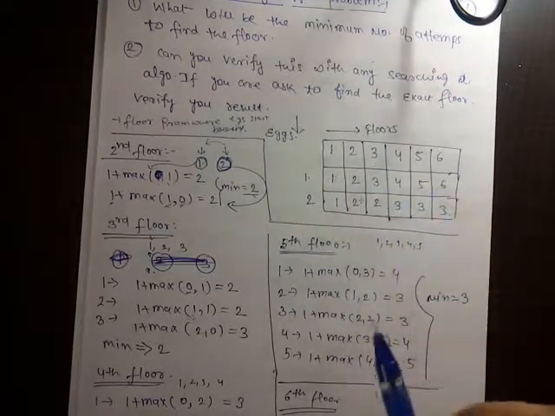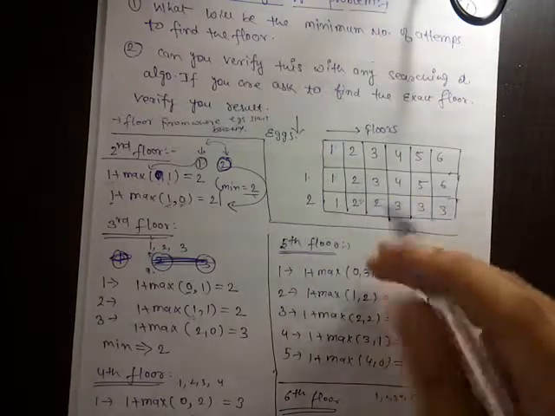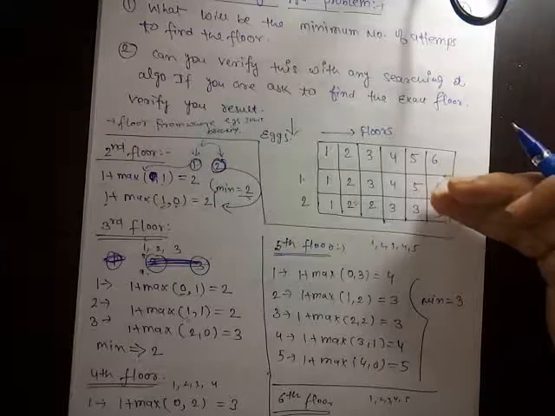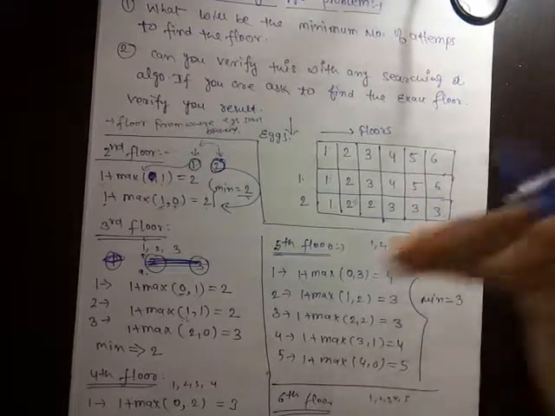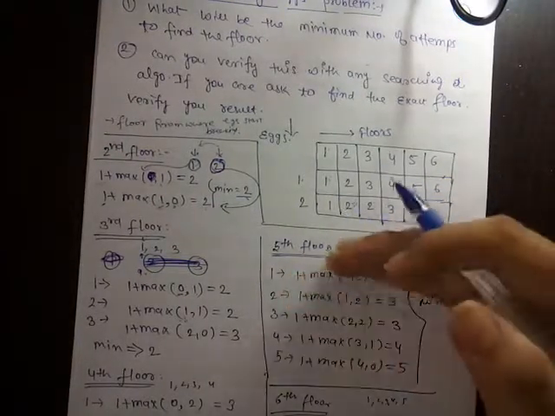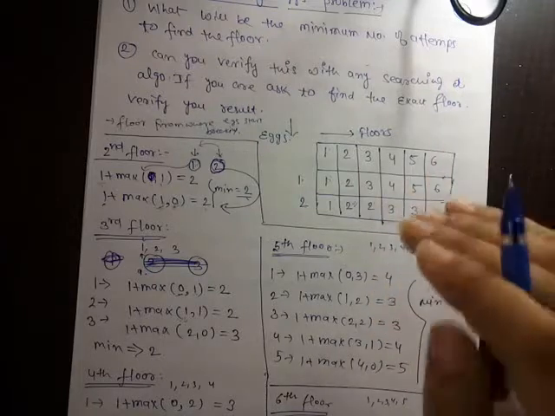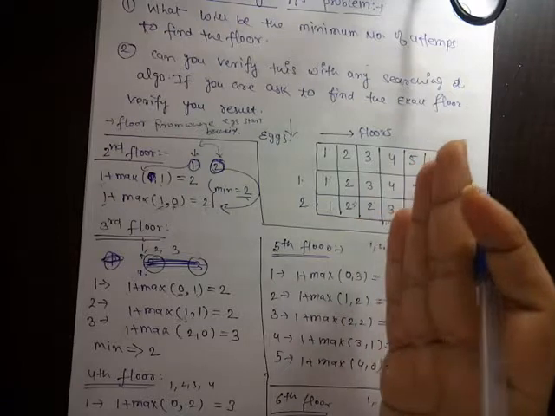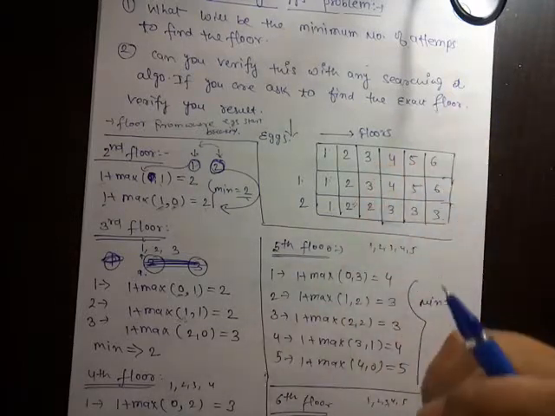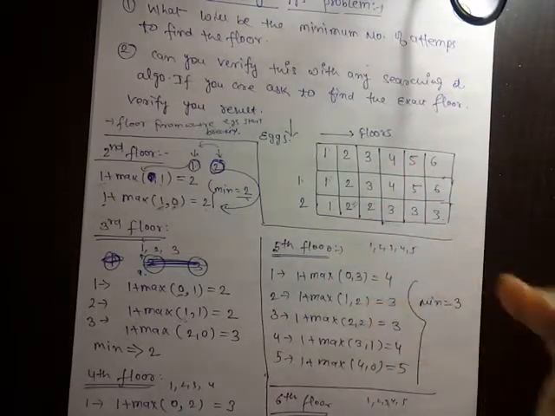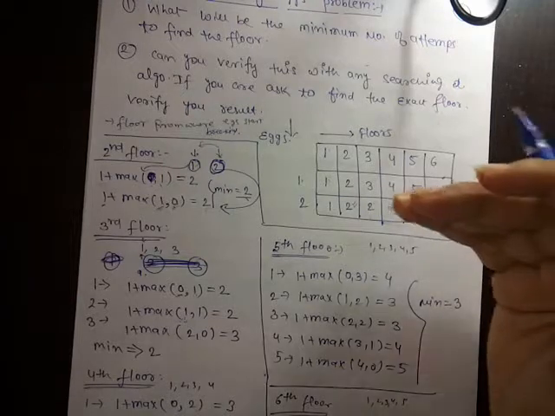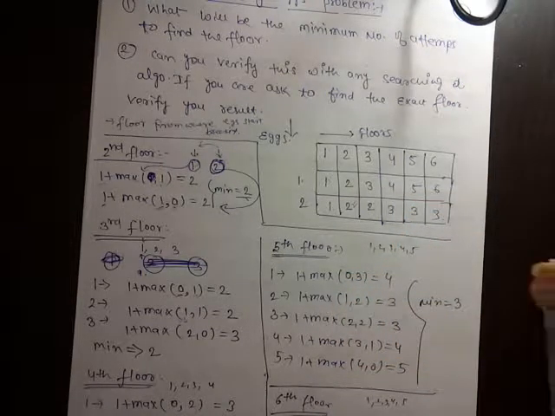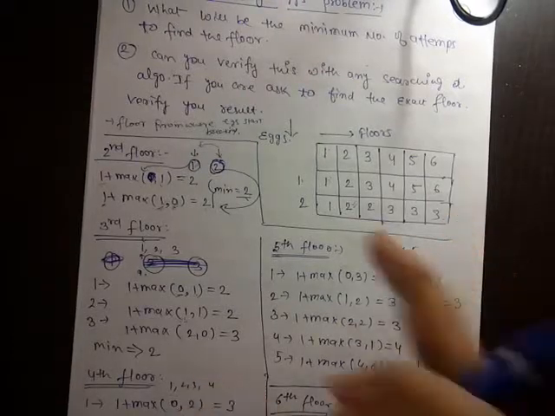In the second-story building, I will start from the first floor, then the second floor. So first I will try at the first floor, then I will try at the second floor. So the worst case attempt will be 2, because it can happen that my egg does not break at the second floor. So here we are supposed to give the minimum number of attempts in the worst case.